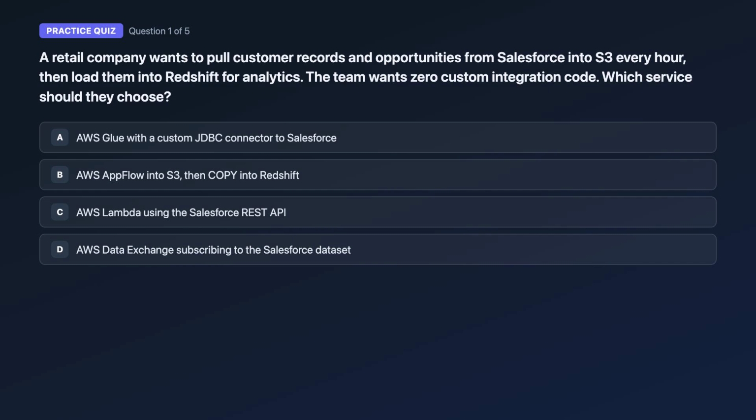Is it A, AWS Glue with a custom JDBC connector to Salesforce? B, AWS AppFlow into S3, then copy into Redshift? C, AWS Lambda using the Salesforce REST API? Or D, AWS Data Exchange subscribing to the Salesforce dataset? Take a moment to think about it.